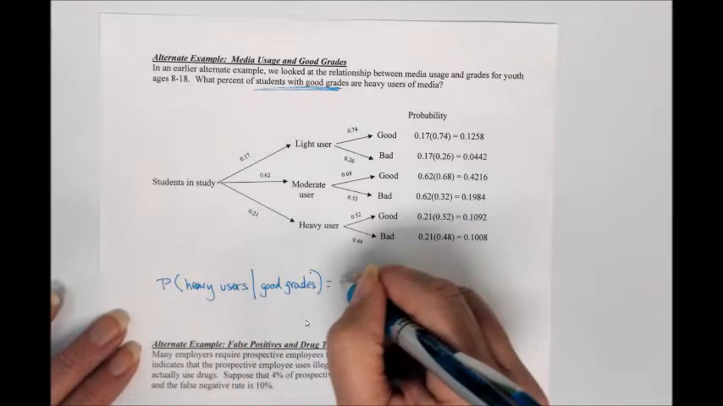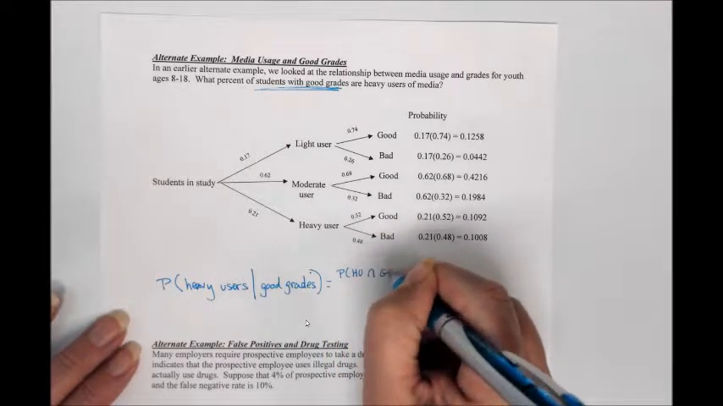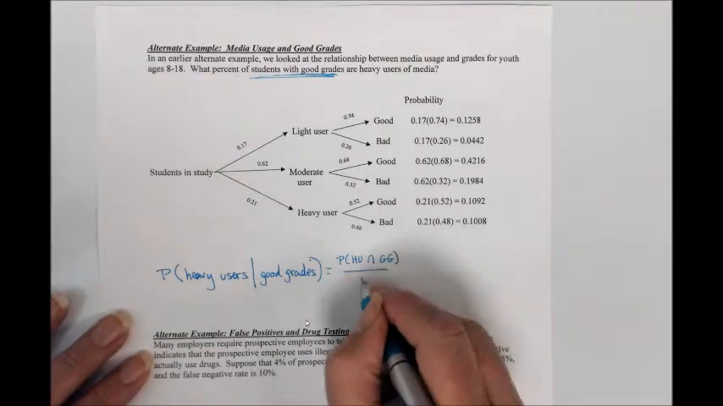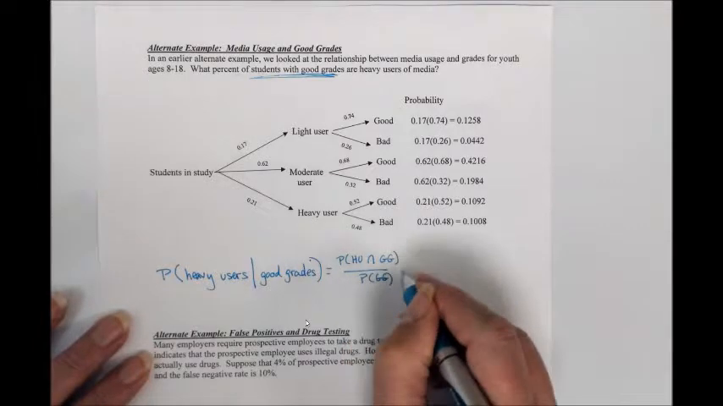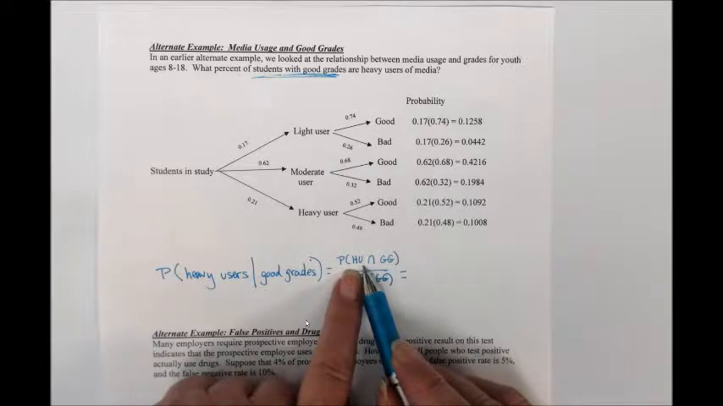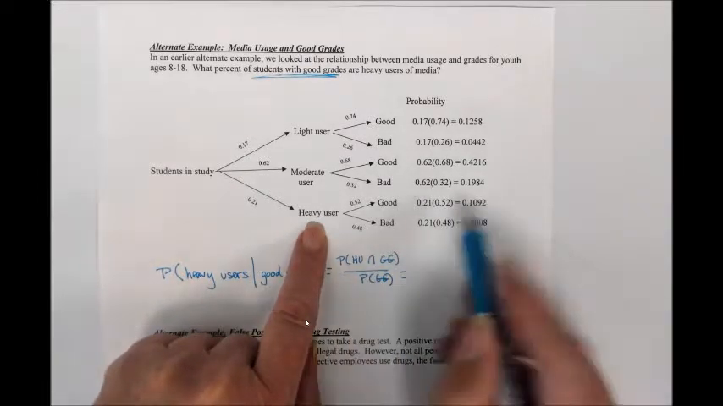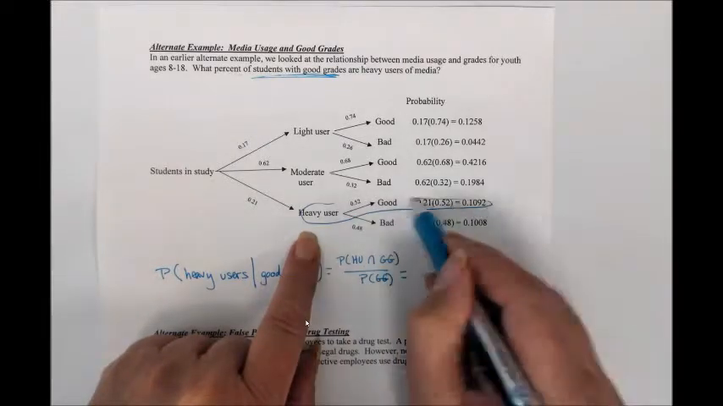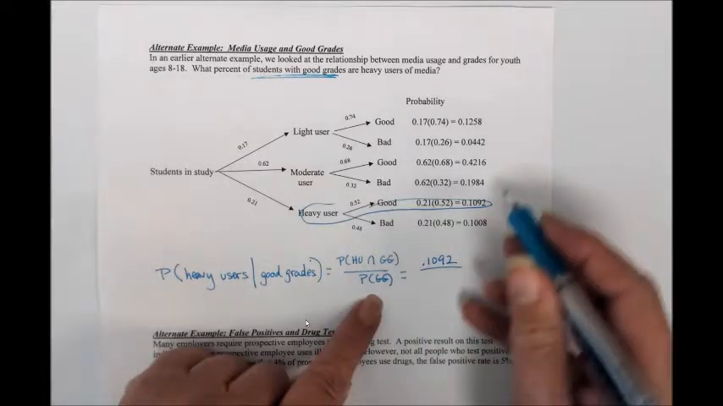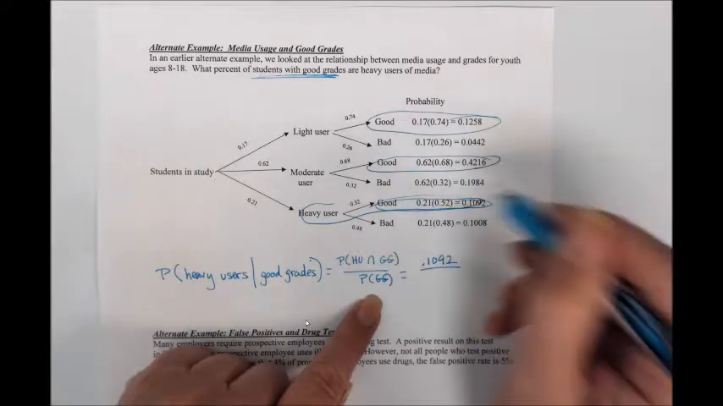So again, that's the probability of heavy users and good grades, I'm going to abbreviate even more, divided by the probability of good grades. The probability of a heavy user and good grades was this number right here, 0.1092. Probability of good grades, all of these were good grades, so that's my denominator.